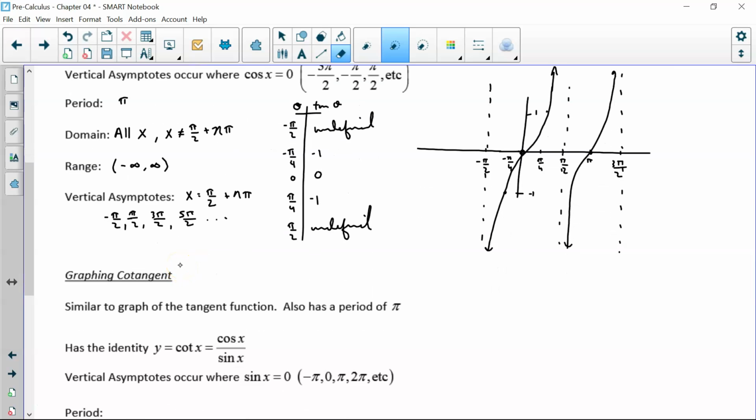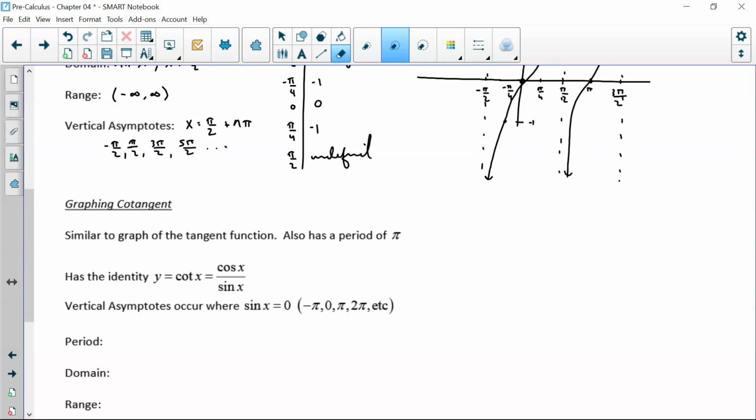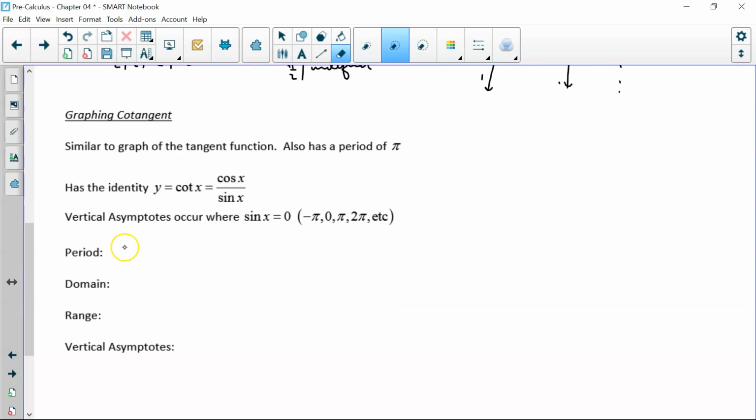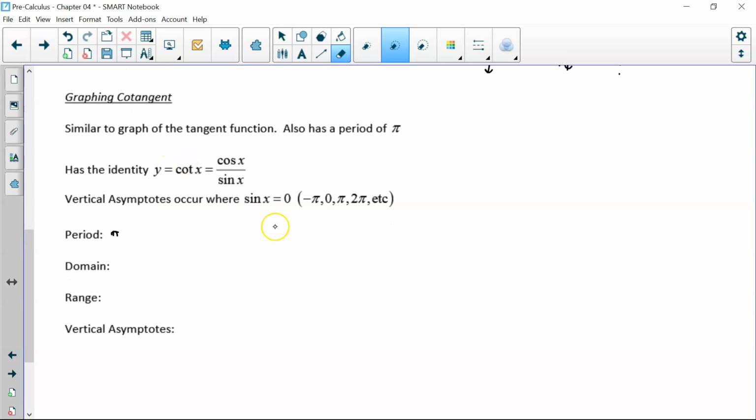Now cotangent is very similar. It also has a period of pi, but this time it's cosine over sine. So our vertical asymptotes are when sine is 0, and that's at negative pi, 0, pi, 2 pi, and so forth. So the period for this is pi. Now let's look at the key points.